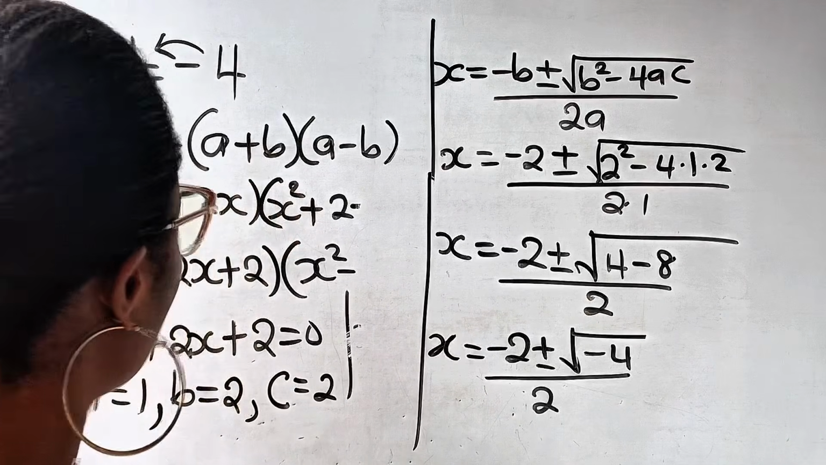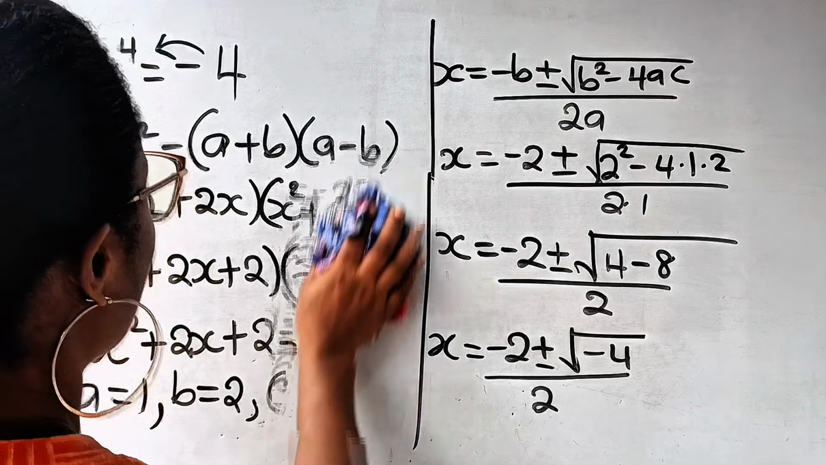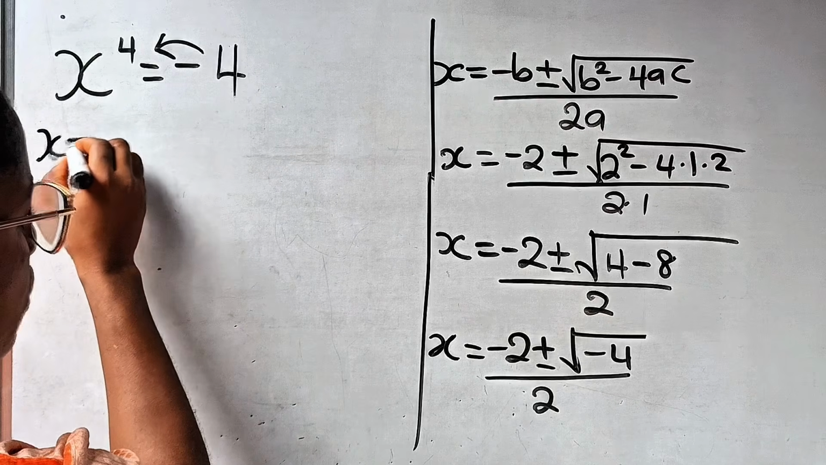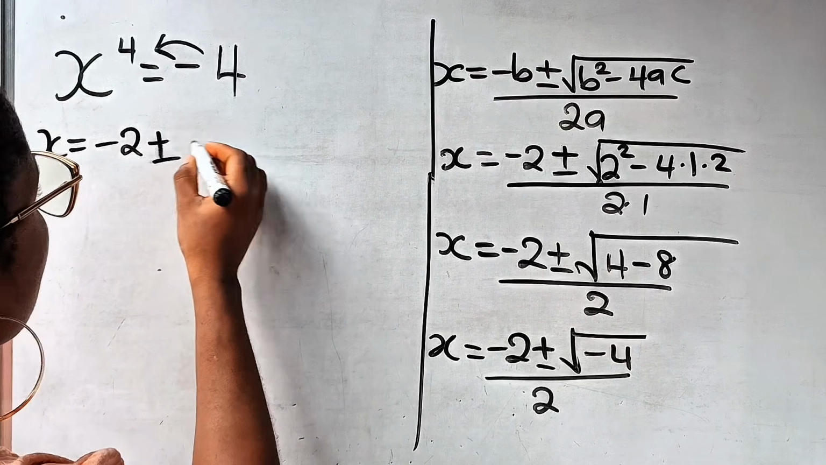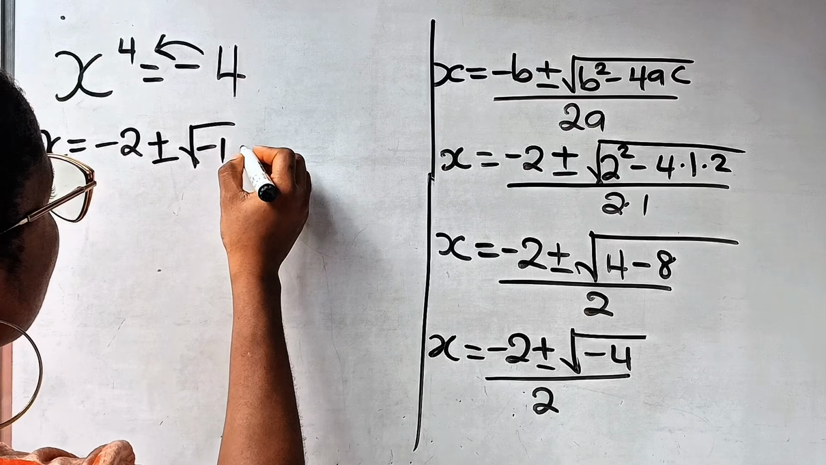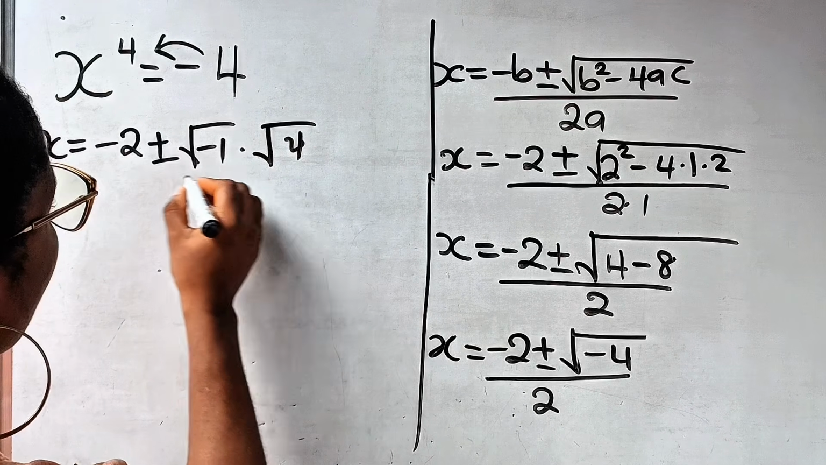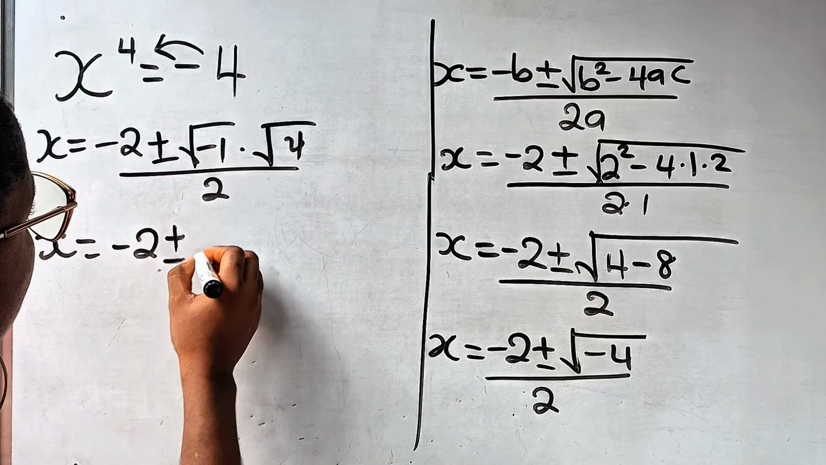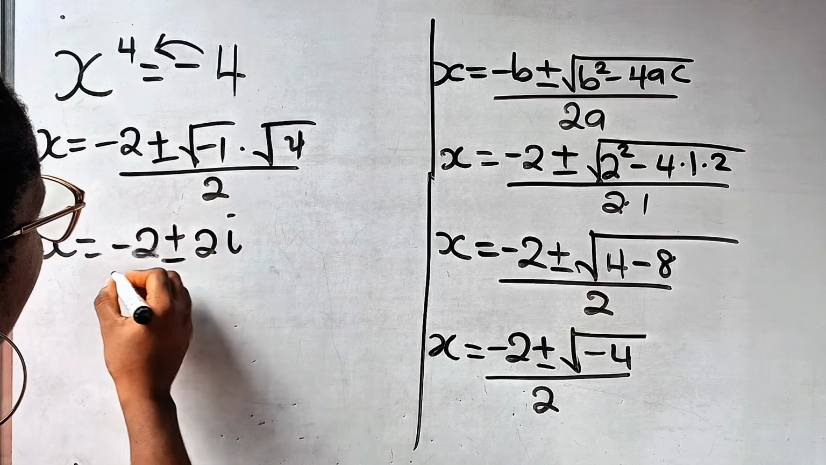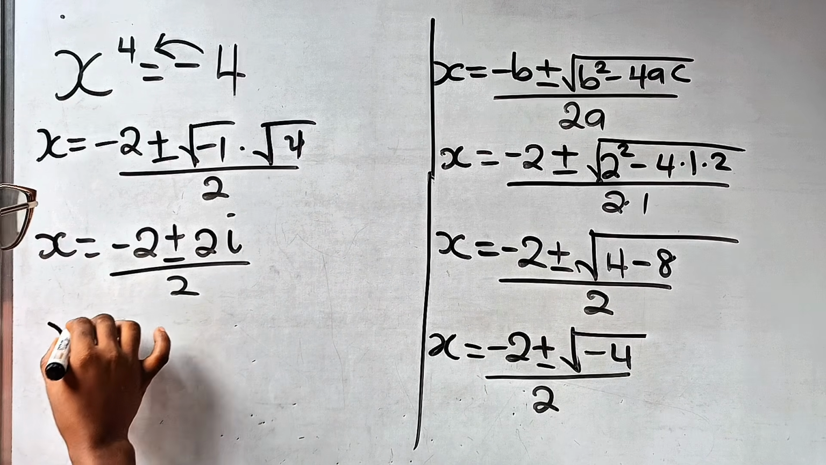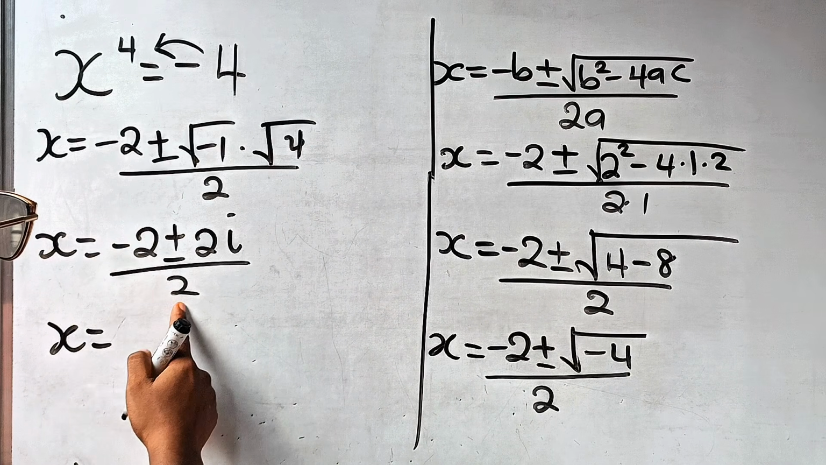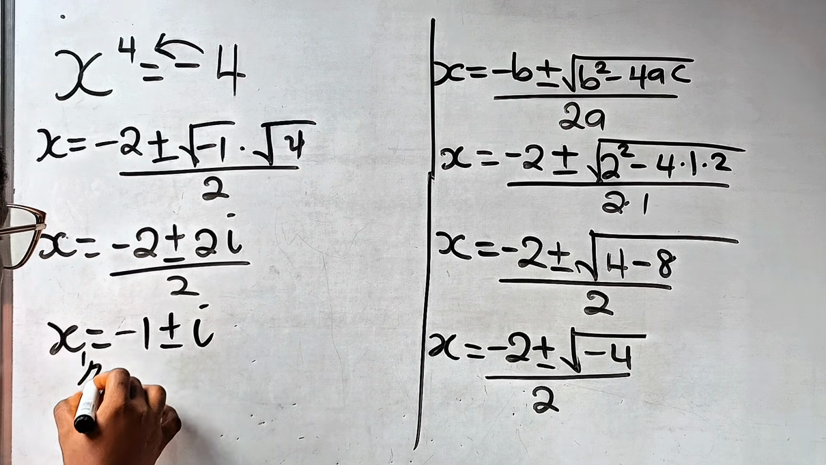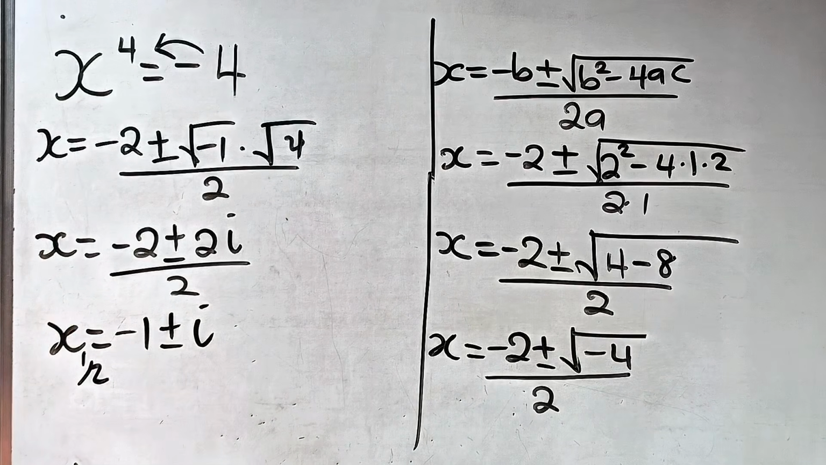So we have x is equal to minus 2 plus or minus the square root of negative 1 multiplied by the square root of 4, divided by 2. So our x becomes minus 2 plus or minus, the square root of 4 is 2, so we have 2i divided by 2. That means x is equal to negative 2 divided by 2 is negative 1, plus or minus 2i divided by 2 is i. So this is the first and second value of our x.